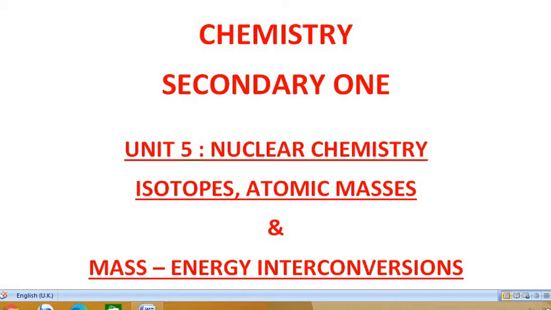Today we are starting to study Nuclear Chemistry, Unit 5. The lesson now is isotopes, atomic masses, and energy mass interconversion.